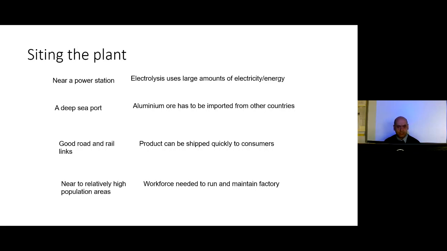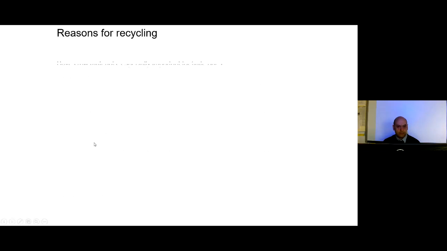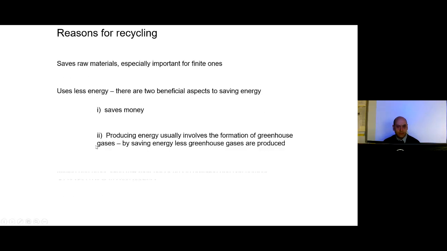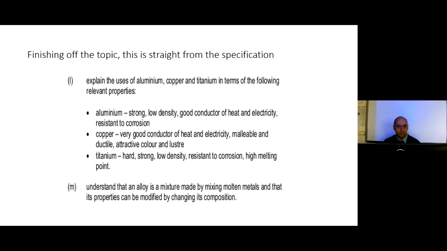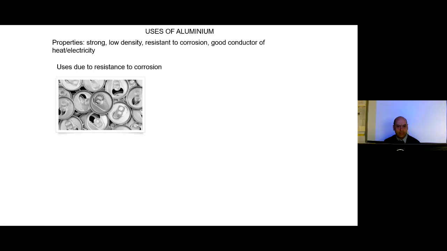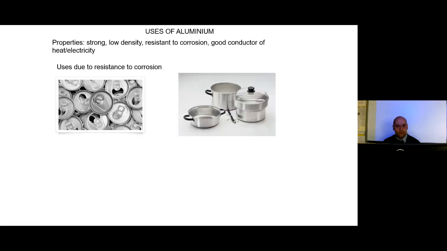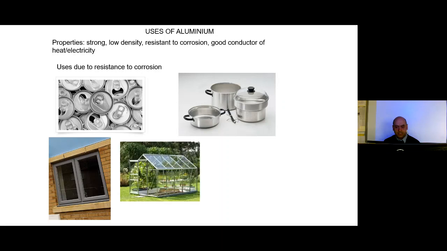These are the reasons we site a plant where we site them, the main one being the access to the electrical supply and the deep sea port. All right. And the rest I say, you can read through. So we've got reasons that we need to recycle materials. And I'm just going to show you as well here what's on the rest of the PowerPoint. We've got the uses and properties of these materials.